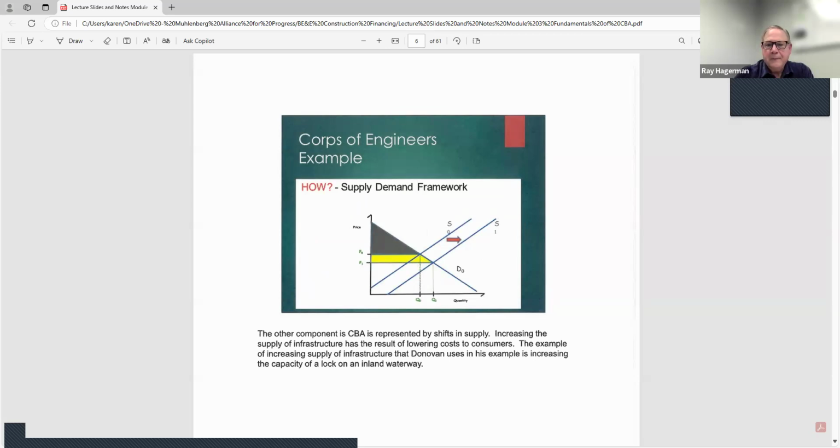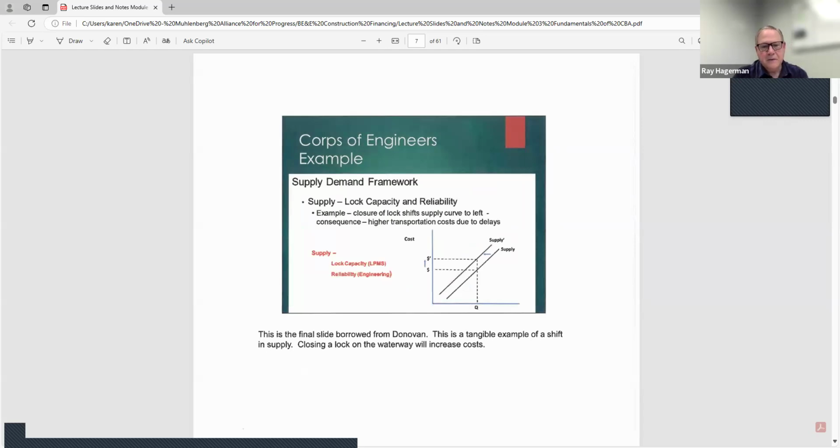Supply and demand framework, we've seen these graphs before, these scissors graphs. In this particular case, the supply shifts outward, and what happens there? In this case, increasing the supply of infrastructure as a result of lowering the costs ultimately lowers costs to consumers. As you can see, price 0 goes down to price 1. This is an example of increasing supply of infrastructure. This is what Donovan is using in his example. By increasing the capacity of the lock on the inland waterway, he's actually causing a decrease in price for the consumer, which is a good thing.